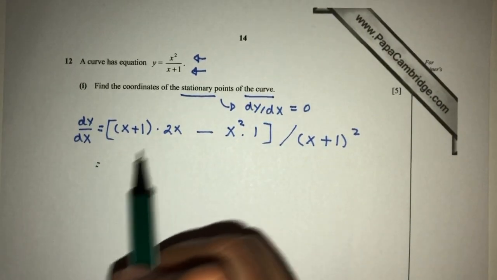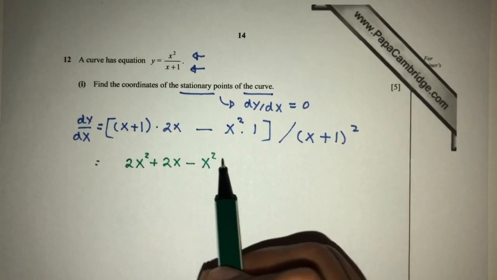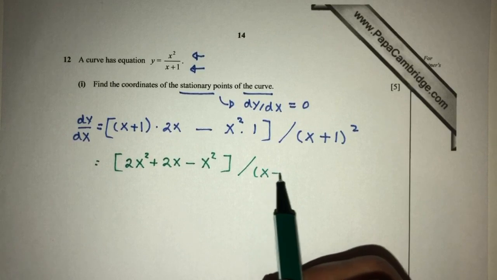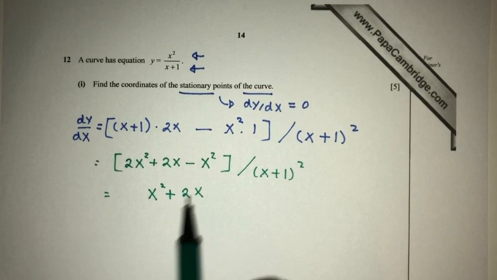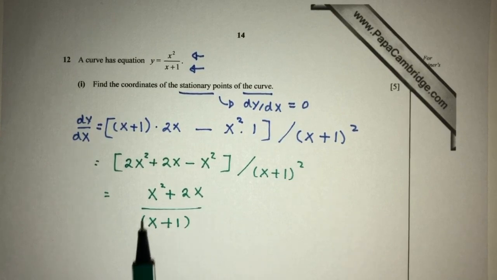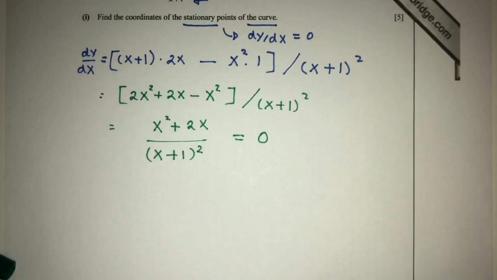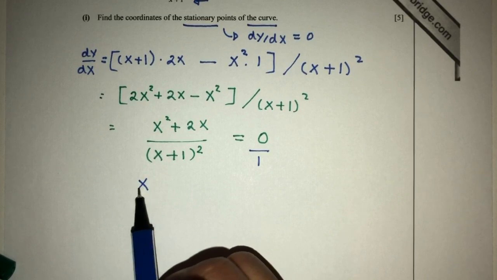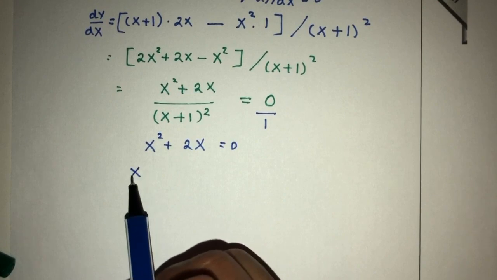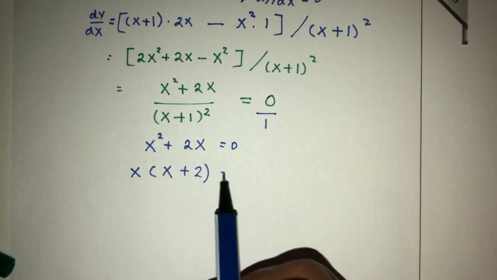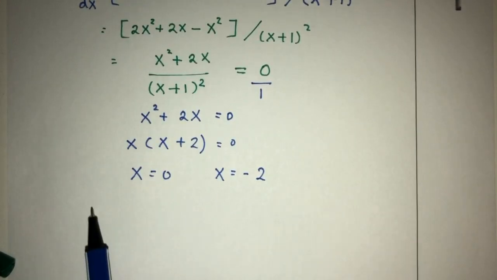Now simplify. You'll have 2x squared plus 2x minus x squared divided by (x plus 1) squared, and that will become x squared plus 2x over (x plus 1) squared. Of course, equate that to 0 because we want to find the stationary points. So first thing first, you can just cross multiply. You will have x squared plus 2x is 0. So take x outside, you will have x(x plus 2), and x has to be 0 and x has to be minus 2.